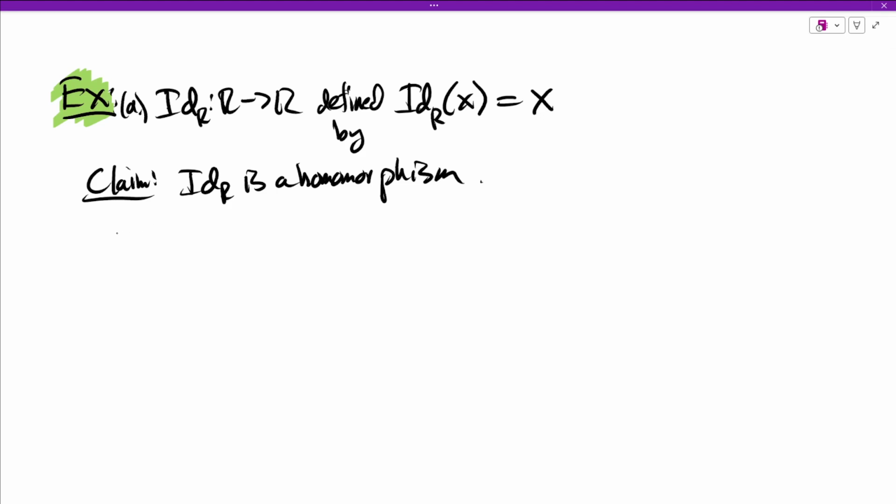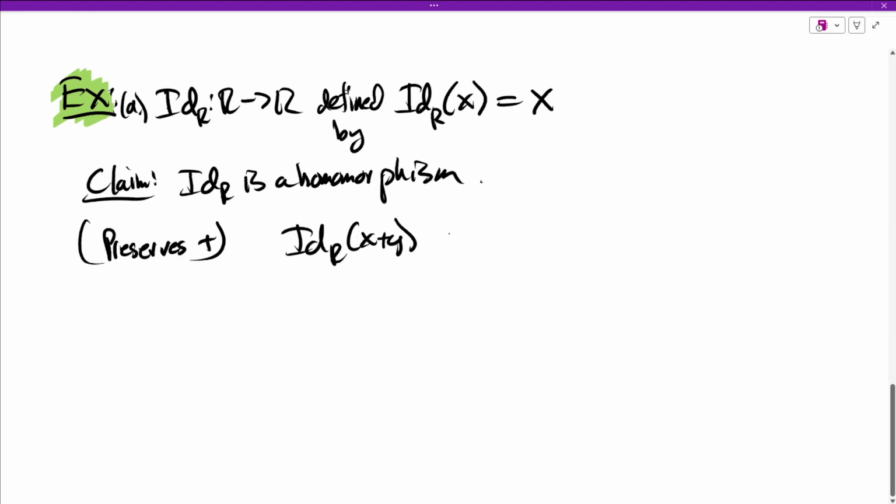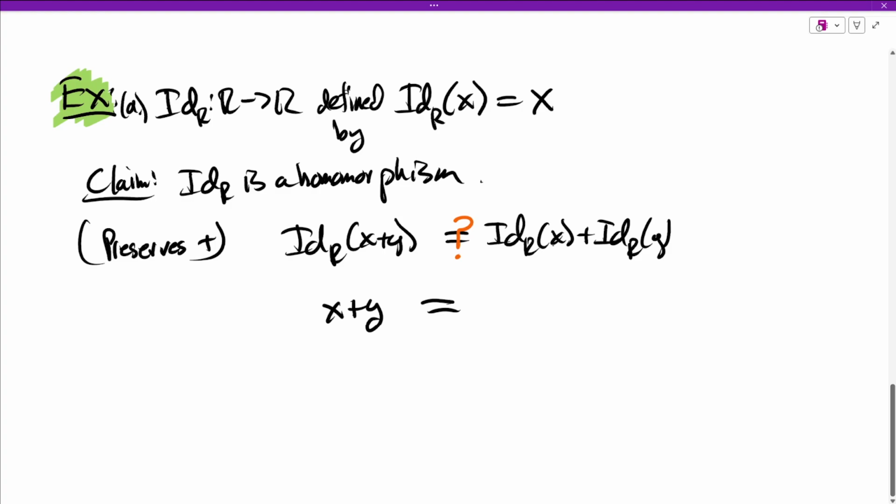So we need to check that it preserves addition. So the identity on x plus y, we want to know, is that equal to the identity of x plus the identity of y, or on y, however you want to say it. And so again, we can't just write this down. We want to know, is that true? So we're going to compute the left and right hand sides, and we're going to see what we get. On the left hand side, the identity just spits out whatever you plug in. So the left hand side is just x plus y. And also, the identity just spits out what you plug in. So it's going to spit out x for this first guy and y for the second. So are they equal? Yeah, they're equal.